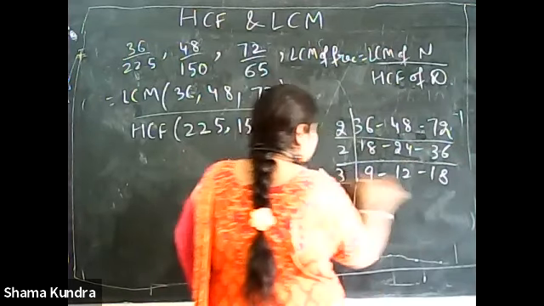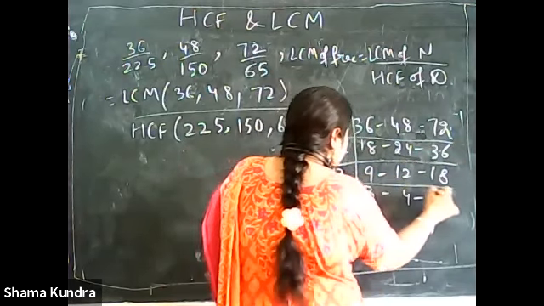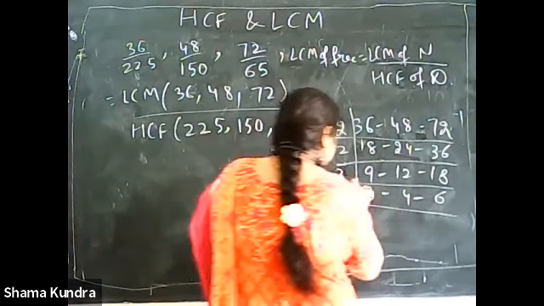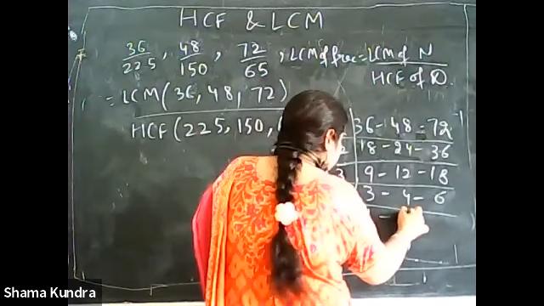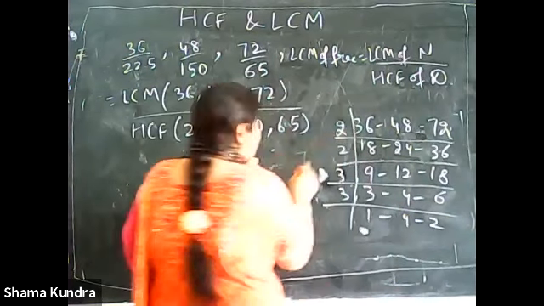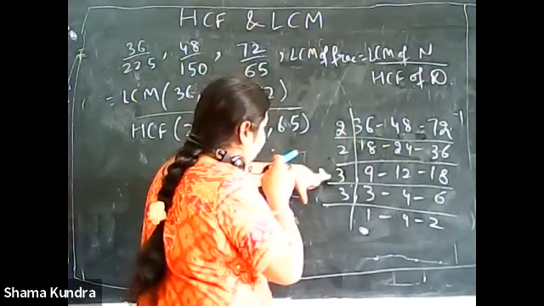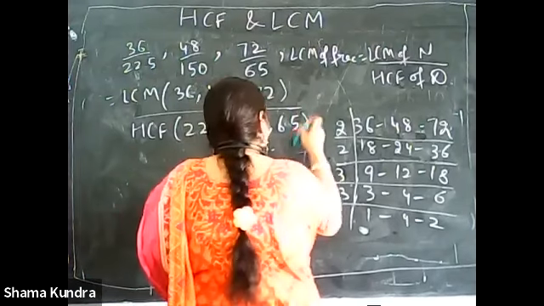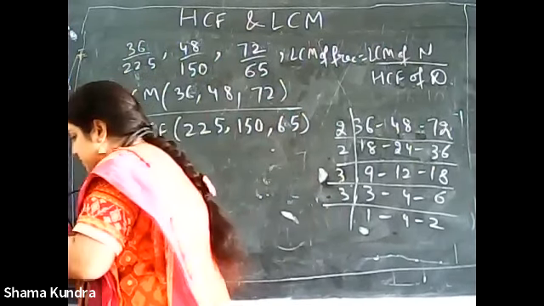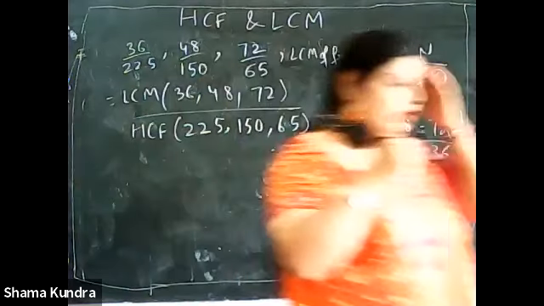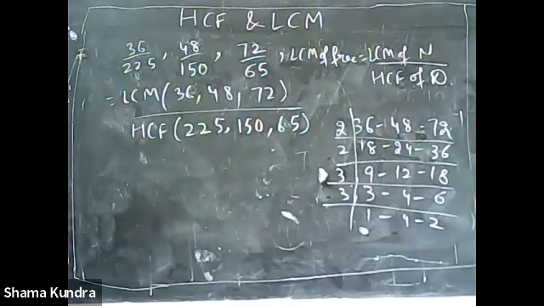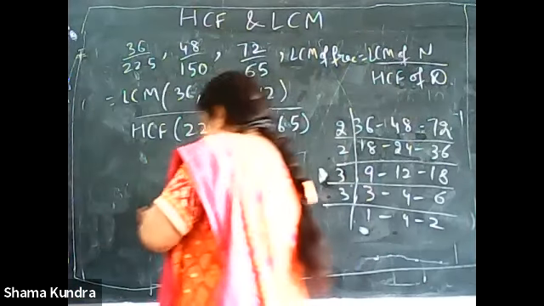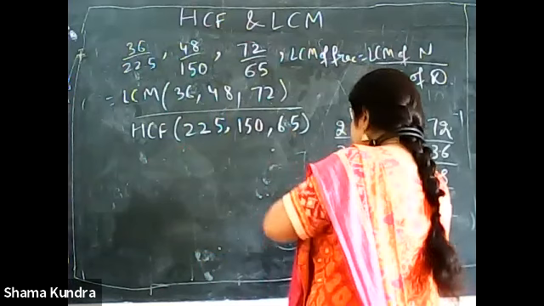Then with 3. 3 threes are, 3 fours are, and 3 sixes are. Now with 3 again. 3 ones are, 4 as it is, 3 twos are. On multiplying 2 into 2 into 3 into 3 into 4 into 2, you will get 144. The answer of this LCM will be 144.